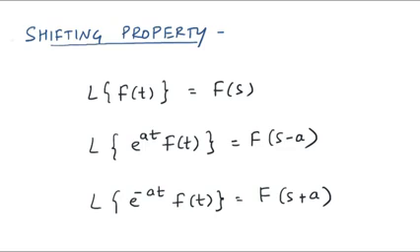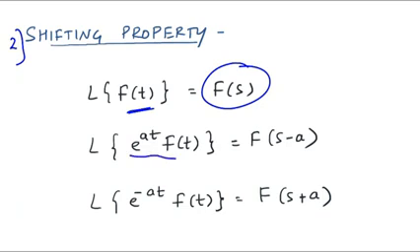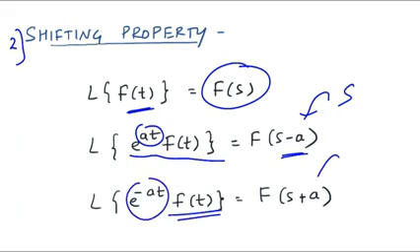Moving forward to the second property. The second property is the shifting property. As you know, if f of t is the time domain function and you take the Laplace of this function, it would be capital F of s, right? Now, if e raised to at is multiplied to this function, then the position of s would shift to s minus a. So if it is e raised to plus at, s would shift to s minus a. If e raised to minus at is multiplied to a function, s would be shifted to s plus a.